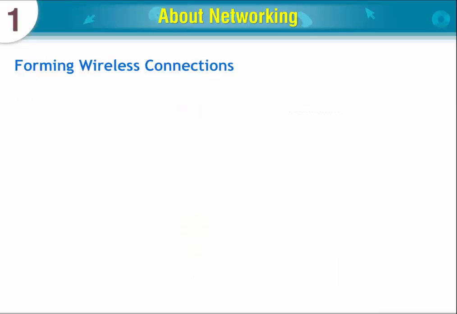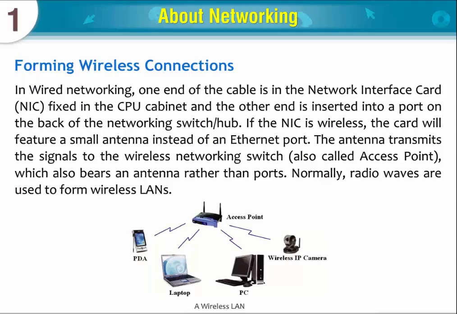Forming wireless connections. In wired networking, one end of the cable is in the network interface card, NIC, fixed in the CPU cabinet, and the other end is inserted into a port on the back of the networking switch or hub. If the NIC is wireless, the card will feature a small antenna instead of an Ethernet port. The antenna transmits the signals to the wireless networking switch, also called access point, which also bears an antenna rather than ports. Normally, radio waves are used to form wireless LANs.